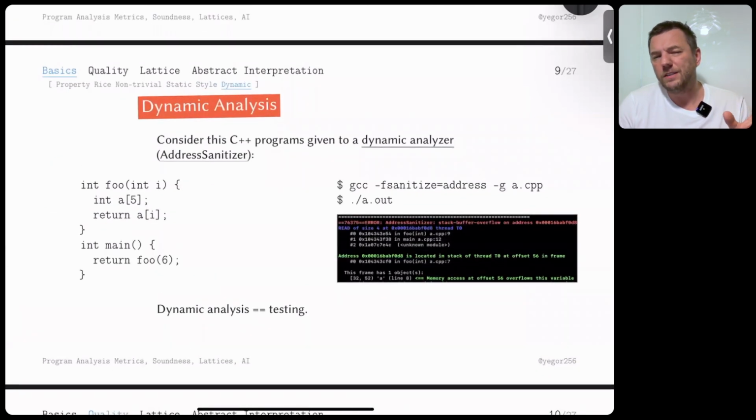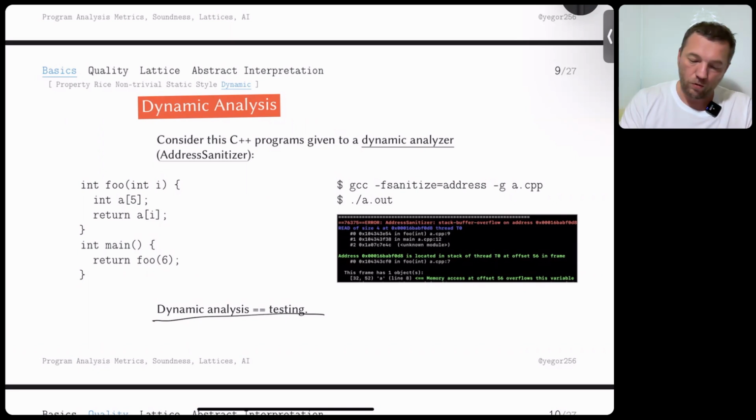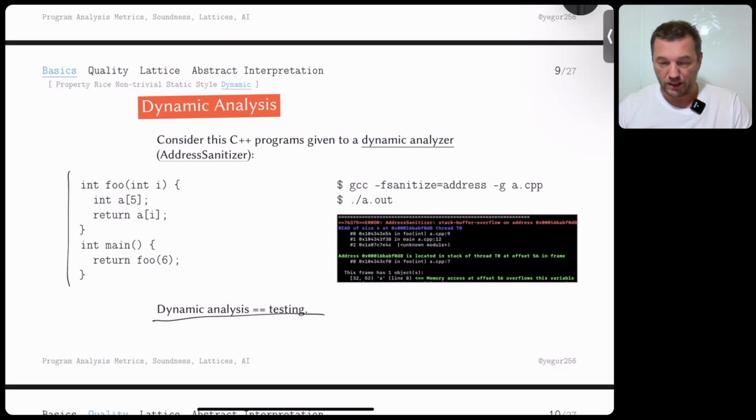Dynamic analysis is very similar to testing. I even put it this way. Dynamic analysis is basically running the code and seeing how it behaves with certain given input data. So we want to know what's going to happen with the program after we execute it. So look at the code on the left. This is a very simple piece of C code. If you understand C, you should understand what it does.